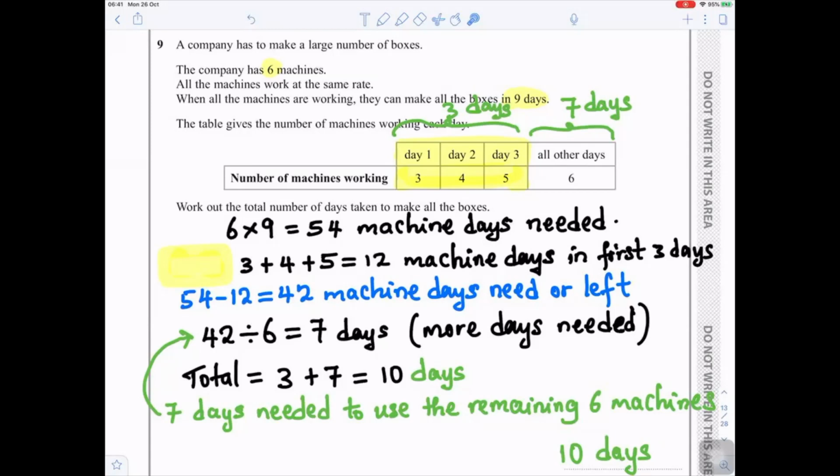So the total would be the 3 days plus 7, and it gives you 10 days, because 7 days are needed to use the remaining 6 machines. And you work out the total. 3 plus 7 gives you 10 days.